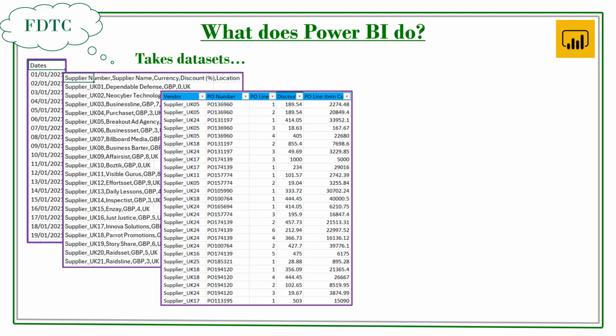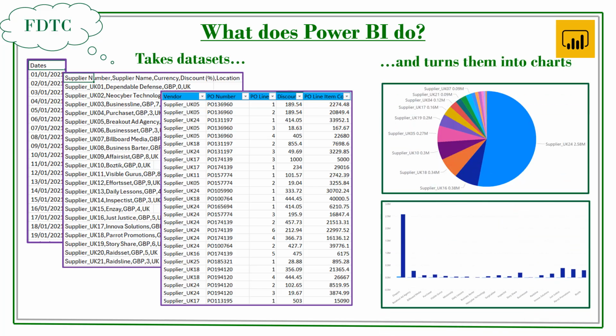We've got a simple list of dates on the left-hand side. We've then got a supplier listing, which needs splitting out into different columns, and then an extract from a list of purchase orders. Okay. Now, you can't see much on the screen, but some of these reports go on for hundreds of thousands of rows of data. Power BI uses this data to create some graphs, which we're about to see over on the right-hand side. There we go. So Power BI takes these datasets and turns them into these charts.